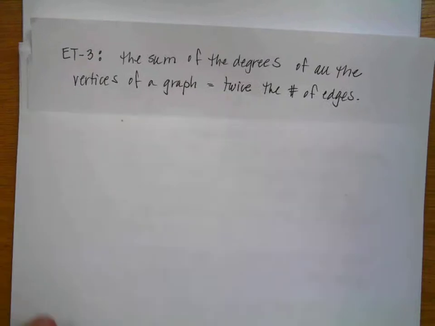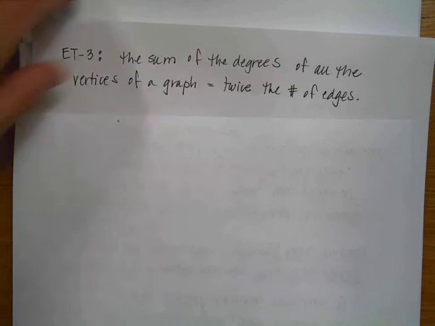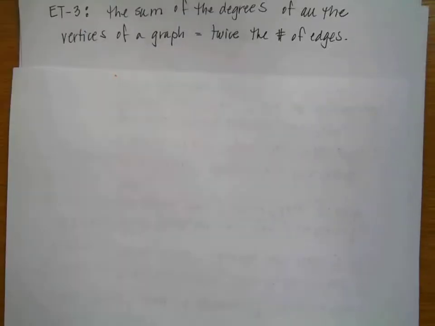All right, Euler's theorem number 3 says that the sum of the degrees of all of the vertices of a graph is twice the number of edges. So that one's not super critical, but it's kind of entertaining.